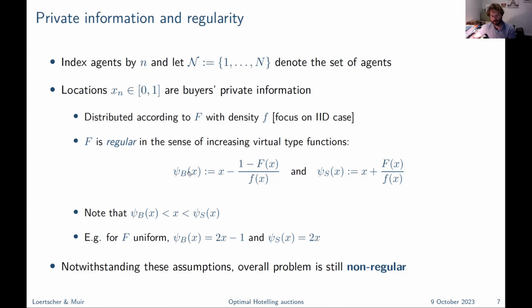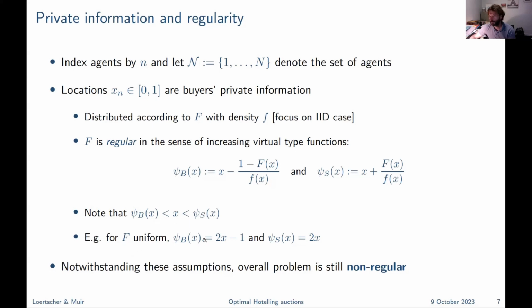It means that these two functions, psi_b, which is called the virtual value function, and psi_s, which is called the virtual cost function, are monotone functions. Notice that for any x in between 0 and 1, psi_b is less than x, and psi_s is bigger than x.